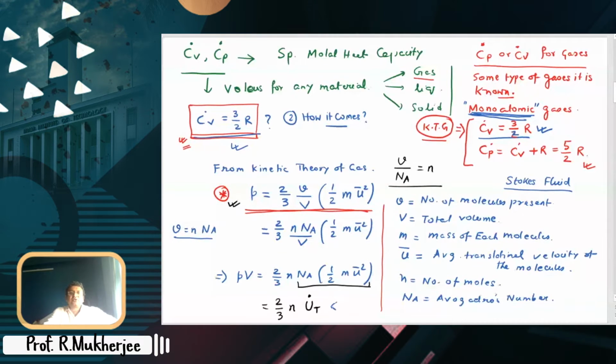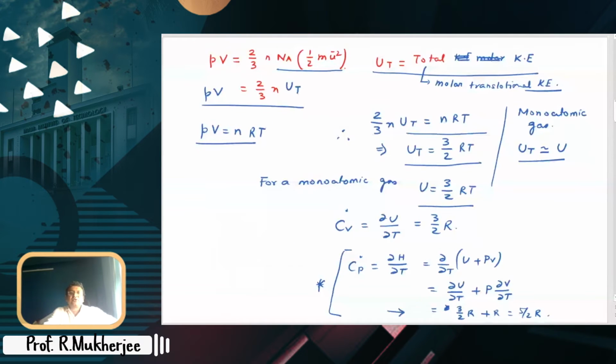So we will do better to put a cap, which gives it relates to PV. And all we do next is we simply relate it to PV equal to nRT. Therefore, combining these two relations, what we get is 2/3 N U_T dot is equal to nRT, or U_T dot. So this is the molar translational kinetic energy. In fact, I have written it carefully today because it is essentially the molar translational kinetic energy.